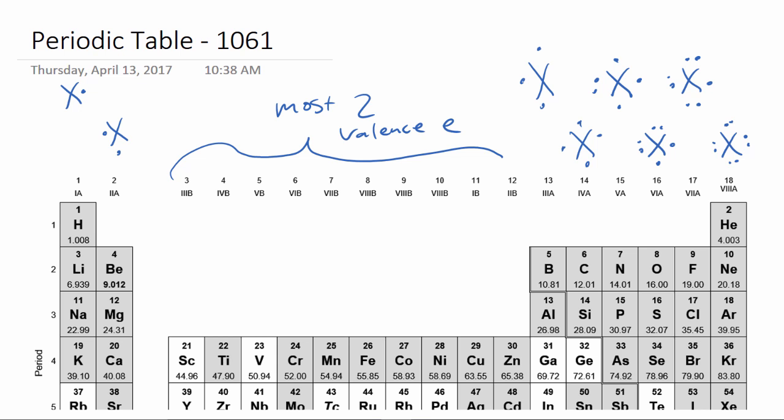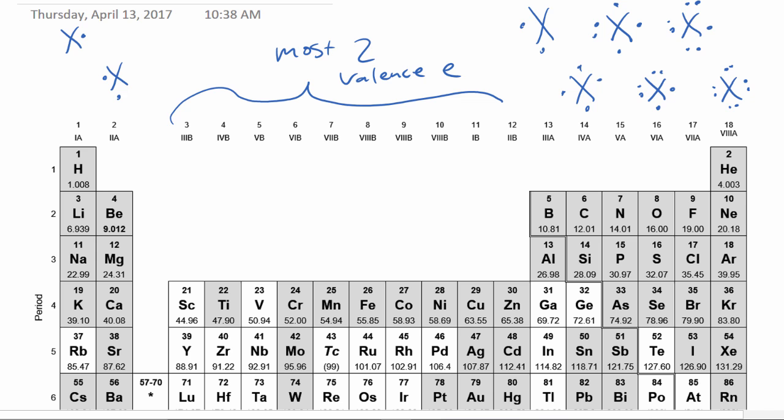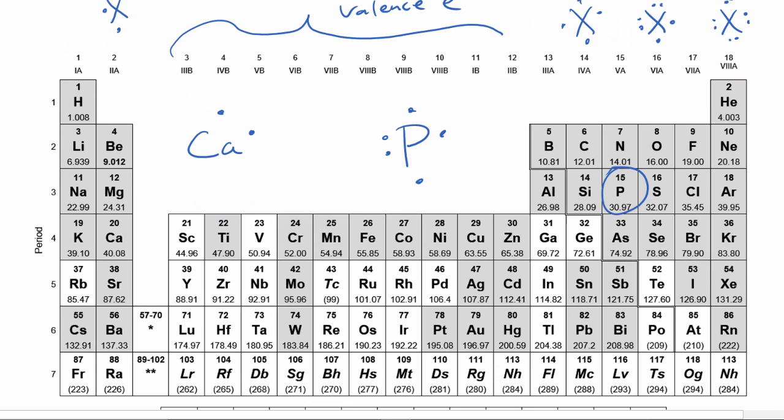So then, if we wanted to write a Lewis diagram for a particular element, let's say we wanted to write the Lewis diagram for phosphorus, we'd write the Lewis diagram for phosphorus by writing P with 5 dots. If we wanted to show it for calcium, we'd write Ca with 2 dots. And the only exception to all of the A groups would be which element?